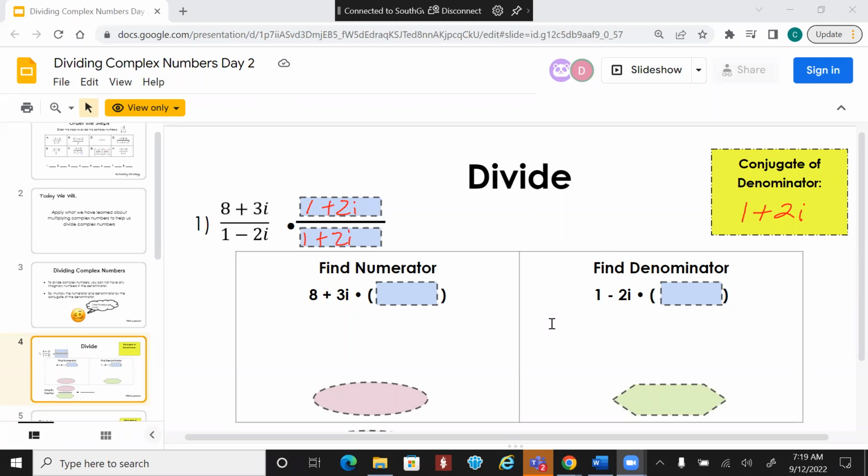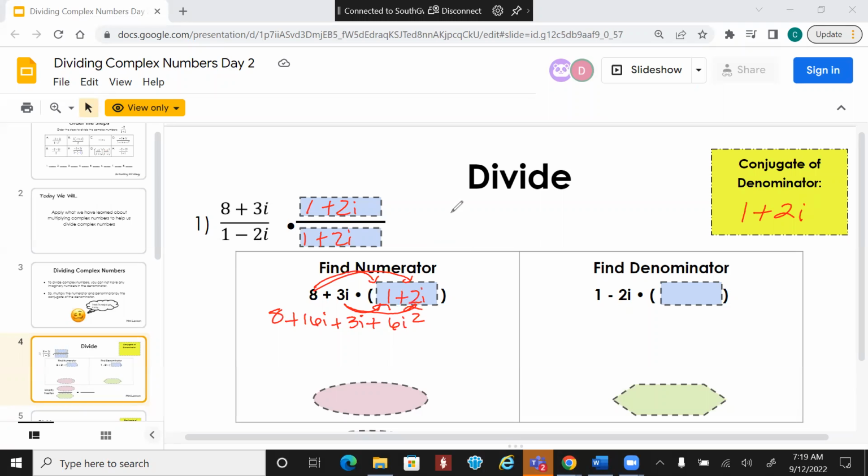Now, what this slide did was it broke down into 2 pieces. First we're going to find the numerator by multiplying 1 plus 2i by the numerator. You can use the box if you want to, or you can just distribute. Most of you are going to want to distribute, but I'm going to do it both ways. So we got 8 times 1, which is going to give us 8. 8 times 2i, that's going to give us 16i. 3i times 1 is going to give us 3i, and 3i times 2i is going to give us 6i squared.